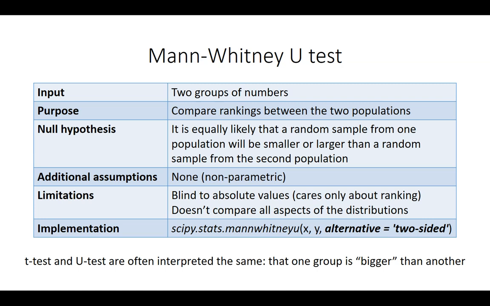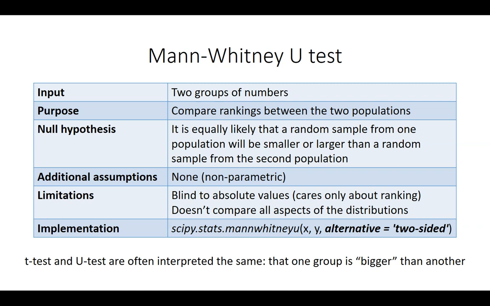Another test which is related to the t-test is called the Mann-Whitney U-test. The input of the U-test is again the same input. You get two groups of numbers. But it works somewhat differently than the t-test. You can think about it as the non-parametric version of the t-test, because instead of comparing the means, what it does is it compares the ranking between these two populations. So the null hypothesis here is slightly more complex, but it makes intuitive sense.